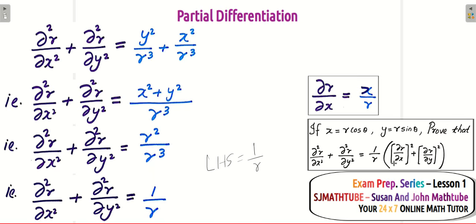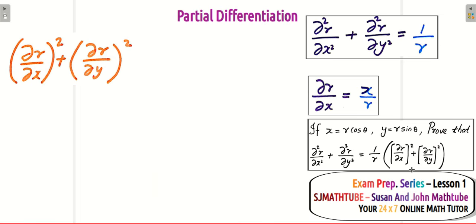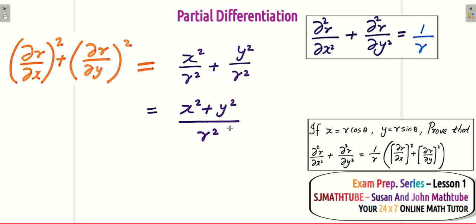Now let's consider the quantity in the right side, inside the bracket. Yeah, we know the values x by r and y by r. Substitute, square them up, the common denominator, and the numerator is r square, that is 1. So the right side will simplify to 1 by r into 1. That's it. Now you are in control of this question.